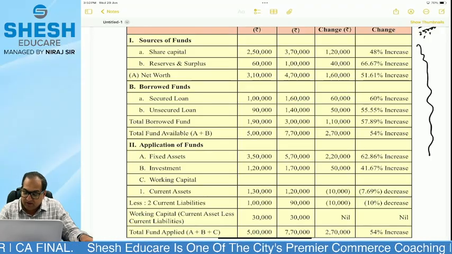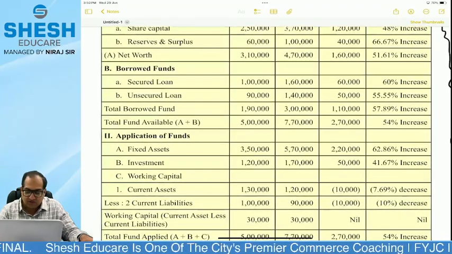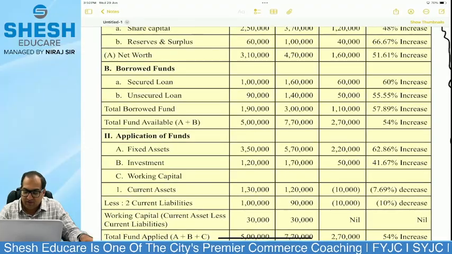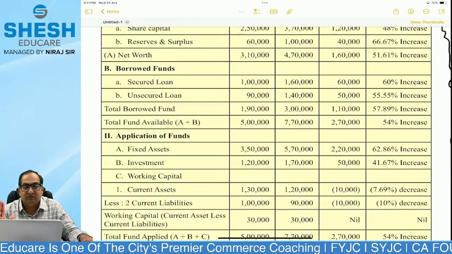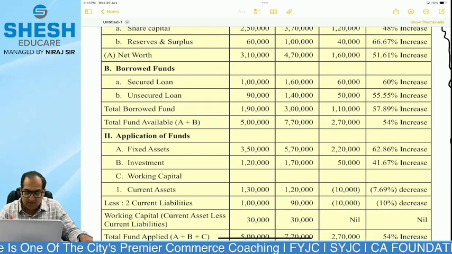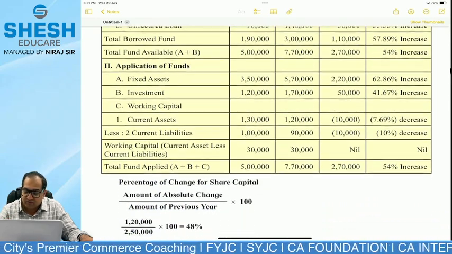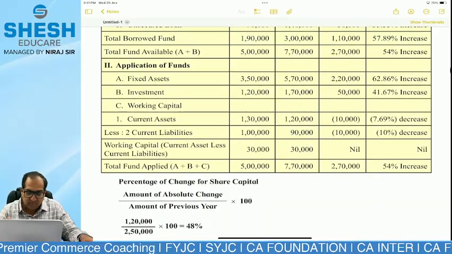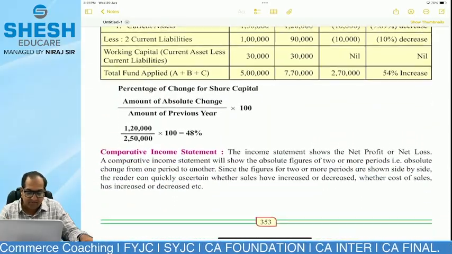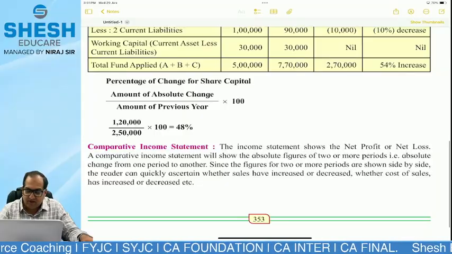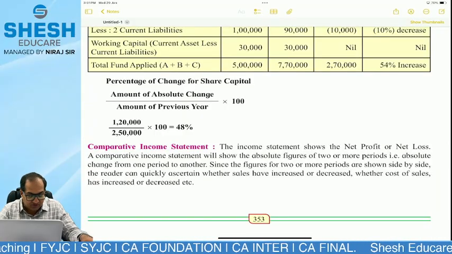जैसे in this particular example, your current assets were 1,30,000, that has gone down to 1,20,000, so there is a decrease of 10,000. So absolute change divided by previous year figure multiplied by percentage. So that 7.69, what percentage we got? That is a decrease.